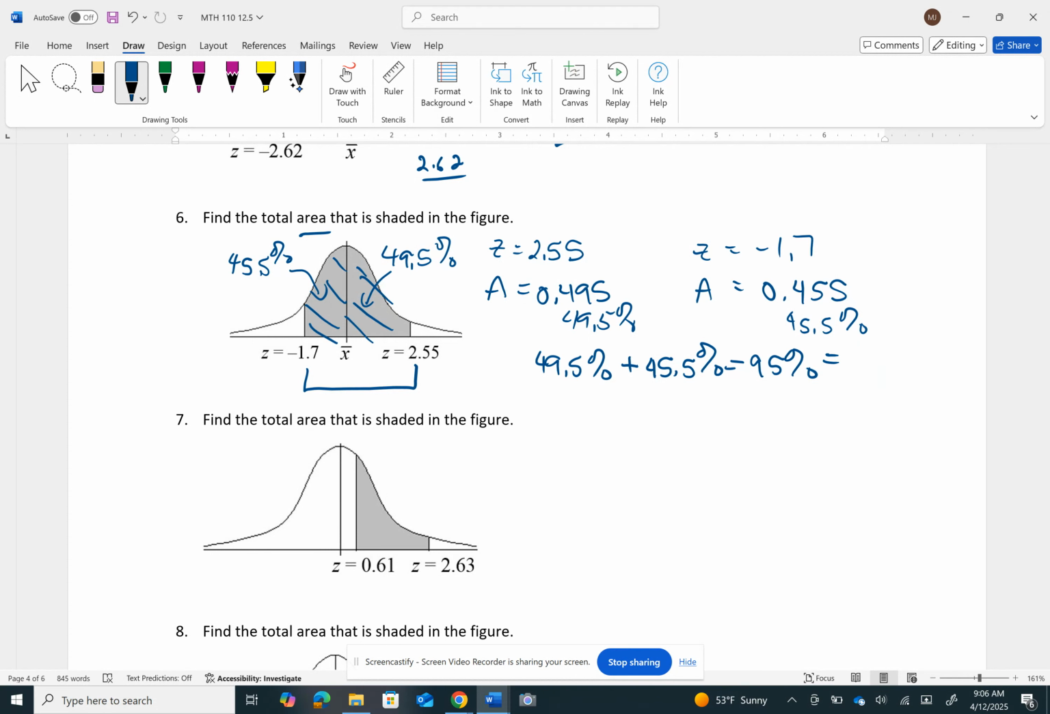Let me write that better. So that would be that. Okay? All right, so you're going to do the same thing on this one. You're going to take a z of 2.63, a z of 0.61. Now that you've seen how to do it, just go to the table and get the A value that matches up with that. So take a moment to do that. Pause the video and then check. So it's 0.496, and the A value corresponding to a 0.61 should have been 0.229.